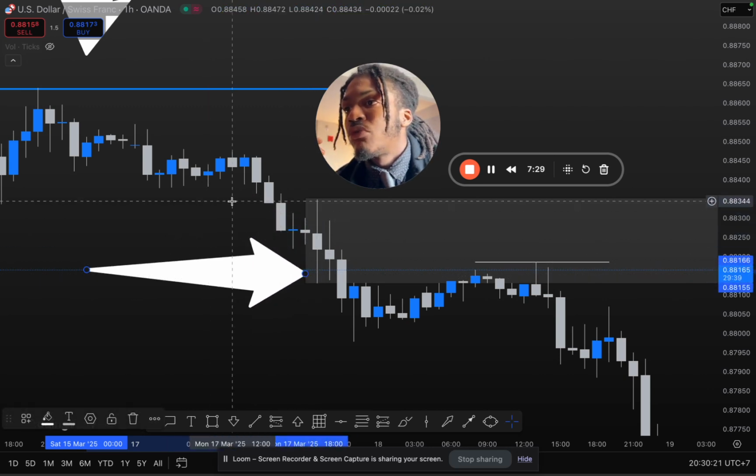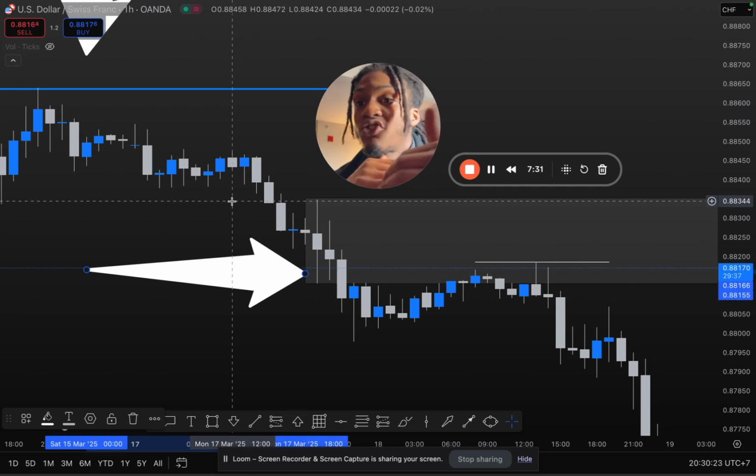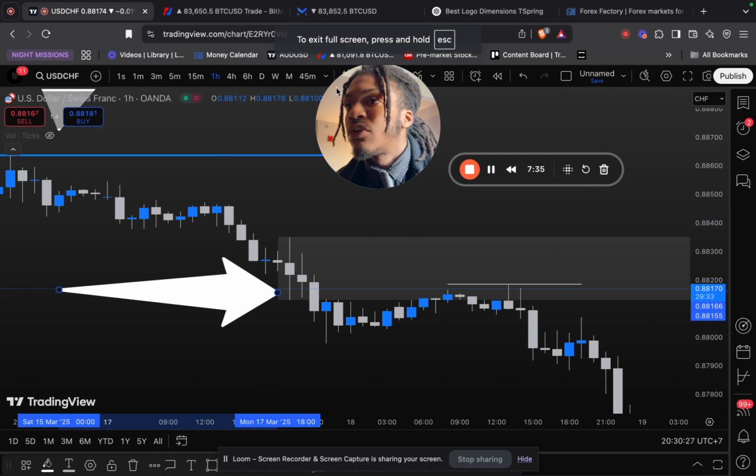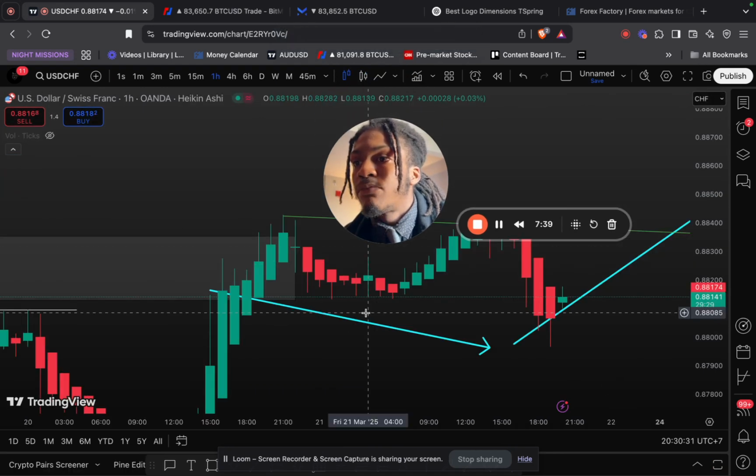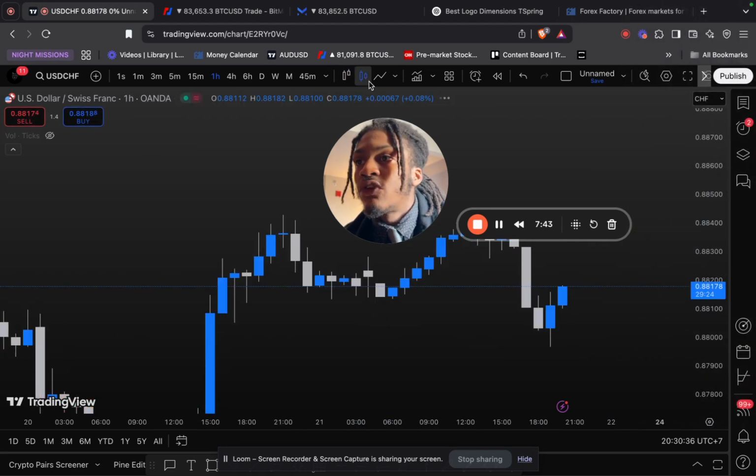And these supply zones are actually more visible if you change your charts to the Heikin-Ashi charts. If you don't know what a Heikin-Ashi chart is, it just looks like this. You just go and change the chart, and now it's this. And it's basically smoother price action. So yeah, let me just change the screen back.